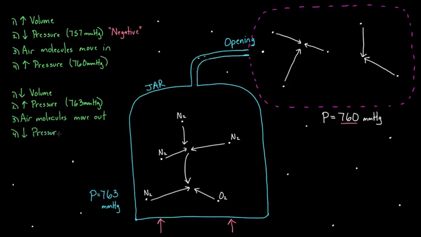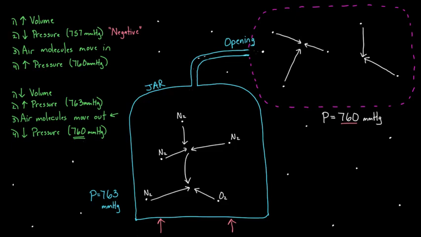to 760. And the reason that I say exactly 760 is because this process in step 3 will continue until the number of collisions on the inside and outside of the jar are equal. So this is the process.